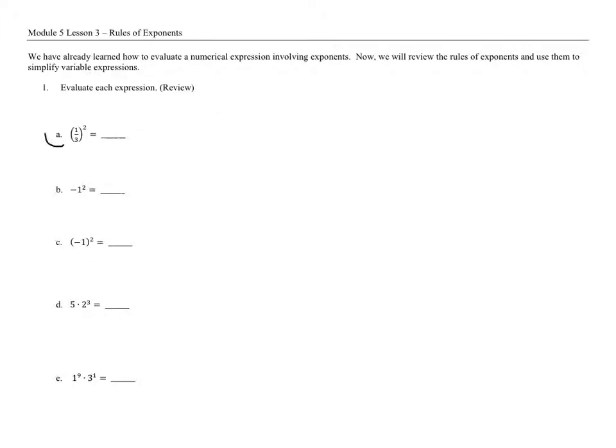If I'm looking at letter A here, 1/3 squared really means 1/3 times 1/3. So it would be 1/9. So exponents, in one sense, are just repeated multiplications. Okay, B really means -1 times 1, which means 1 times 1 is 1 and then negate. Only the 1 is squared.